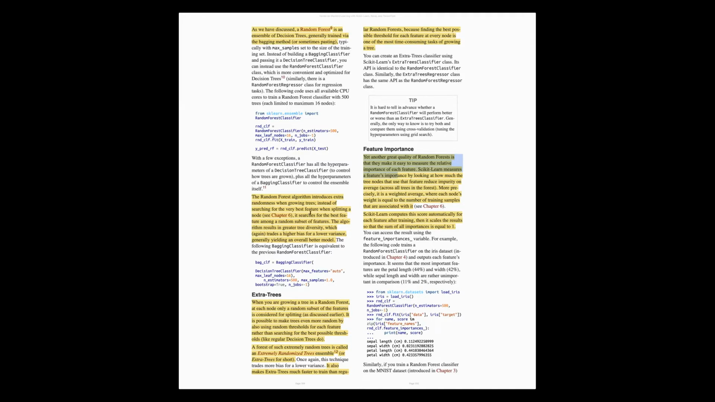No, actually, it chooses a random subset of features every time it makes a split. So in a tree, it will choose a random subset of features, then make the first split. Then it will choose another random subset of features to make the second split, and so on. Every time choosing a different random subset of features.